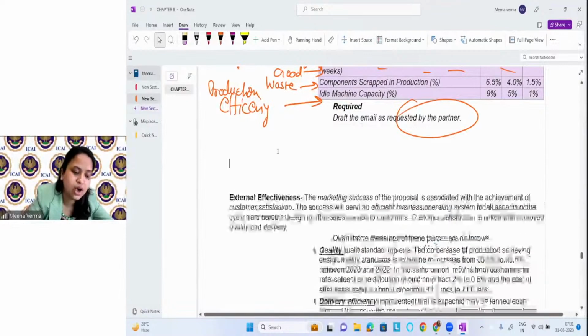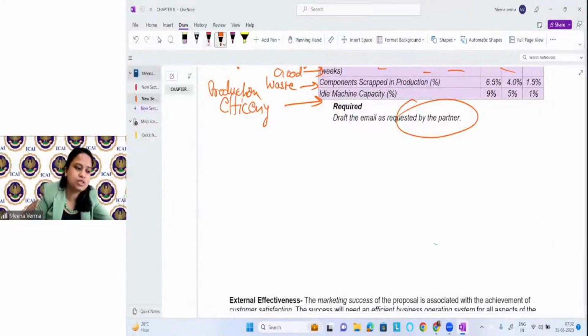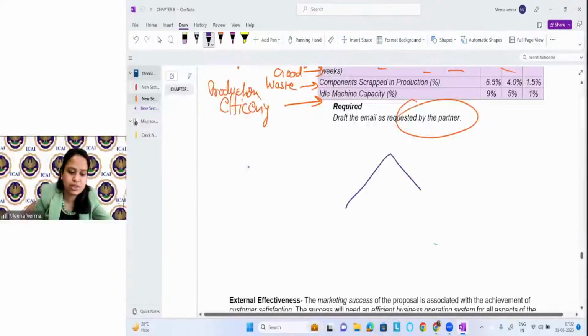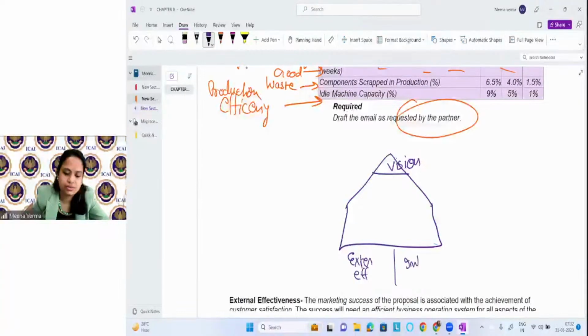Now, the point is that you have to write the answer as per the performance pyramid. So while you answer using the performance pyramid, keep in mind the model of the performance pyramid. So keep it in mind. This is the model, right? Considering the company's vision, you will write. Okay. You will consider the company's vision. Then you will see what first: external effectiveness and internal efficiency. You will see these two things.